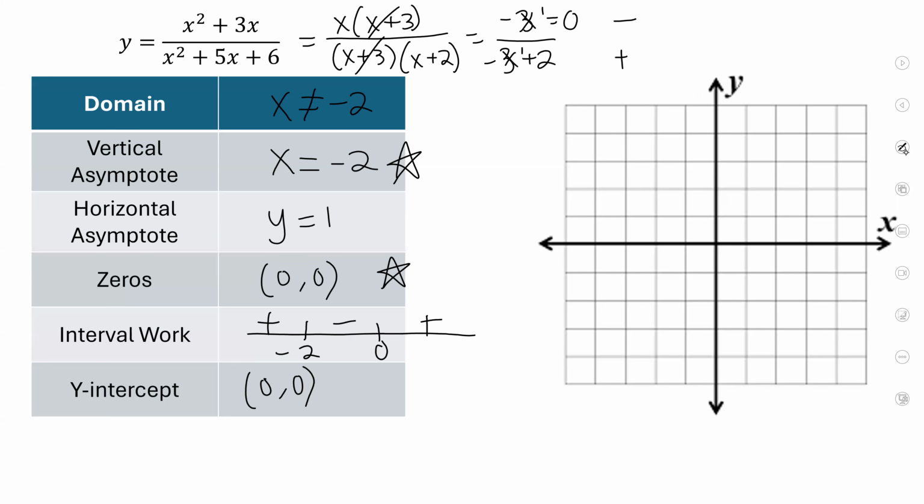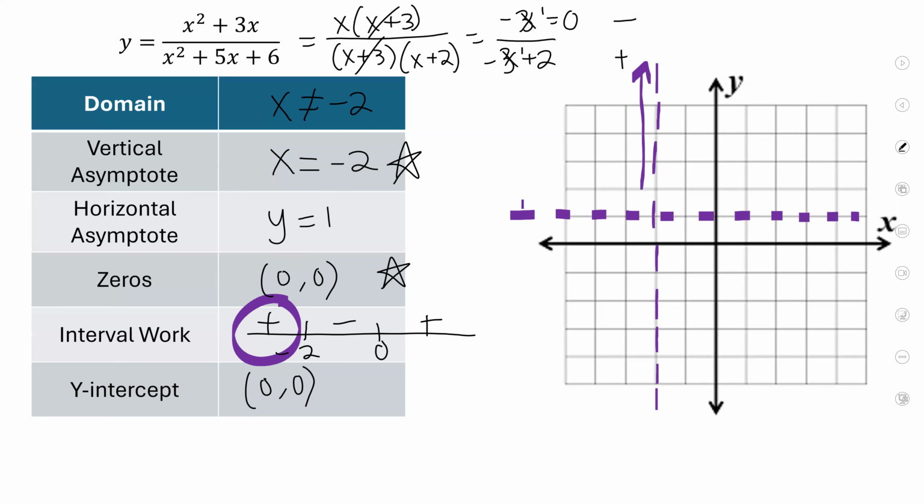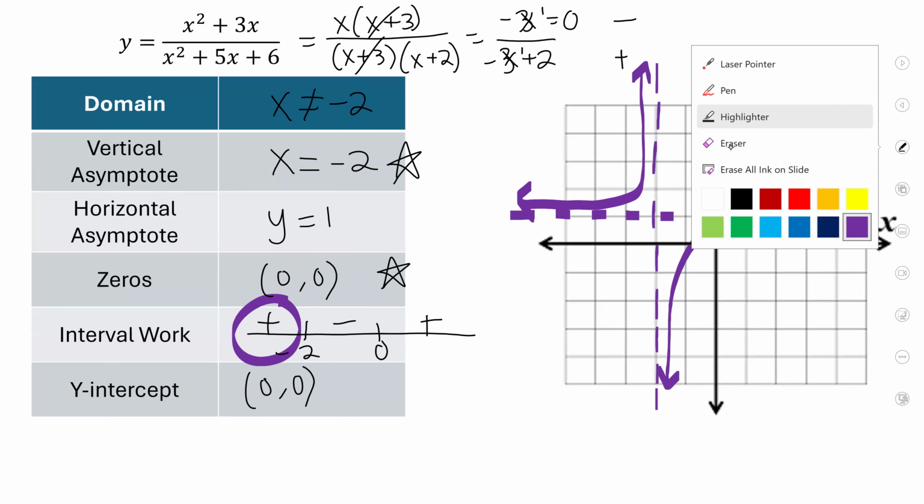So let's graph my key features. You have an asymptote at x equals -2, horizontal asymptote at y equals 1. You have to be positive when you're on the left side of -2, so you'll be here. You need to be negative between -2 and 0, after which you can become positive. Let me draw that better.